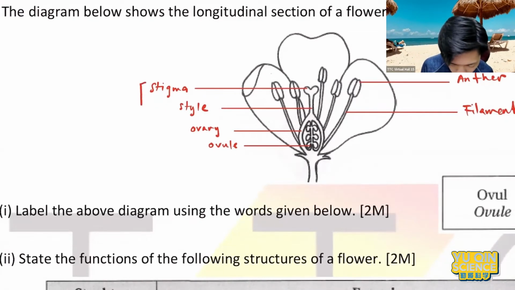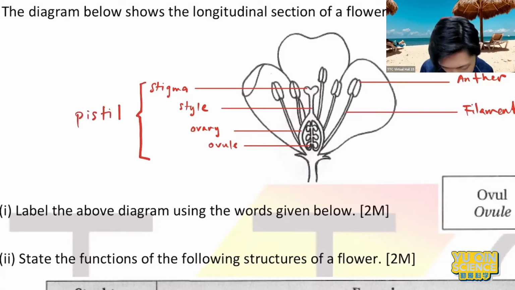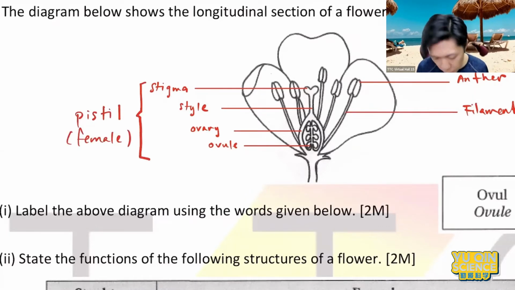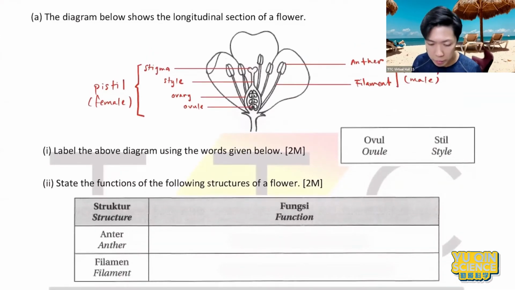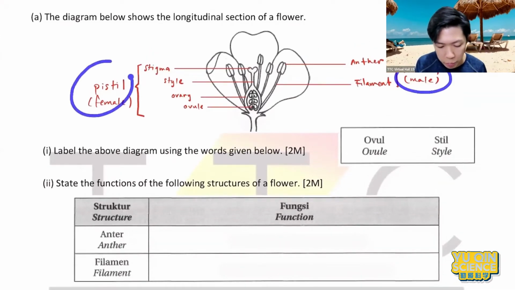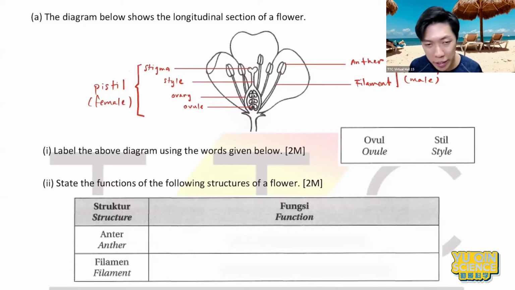Okay, so the whole female part, it's called the pistil. Female. Yep. So stamen for the male, pistil for the female. Of course, you don't have to label everything in the exam. The question only asks you to label these two, but since we're here, let's just label everything.